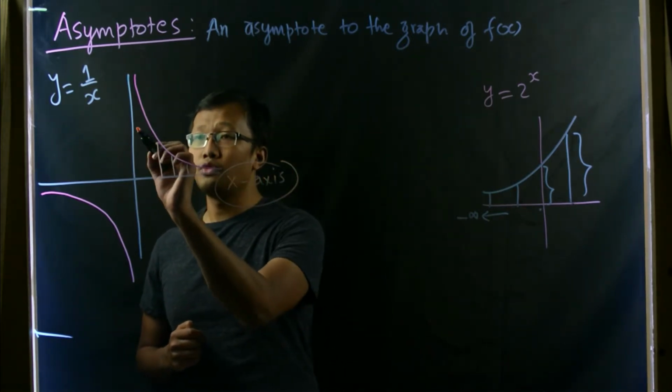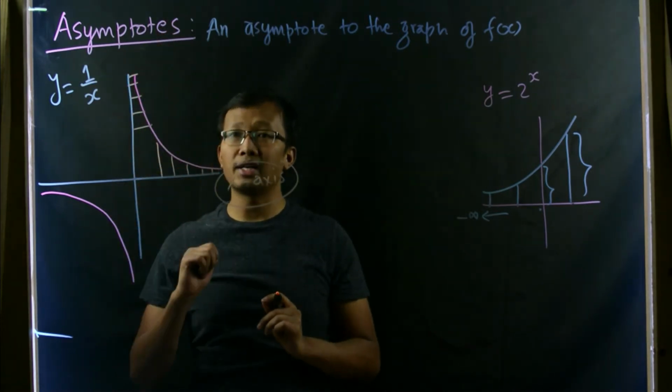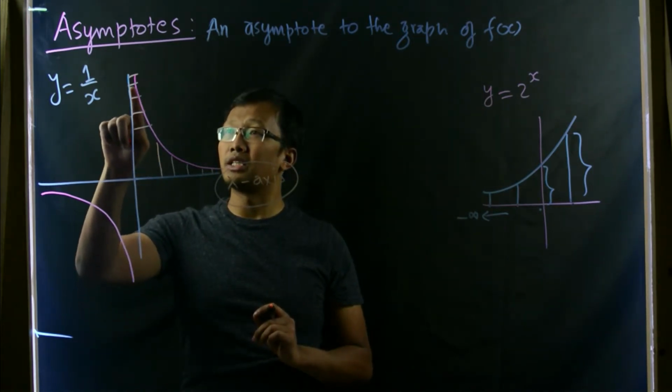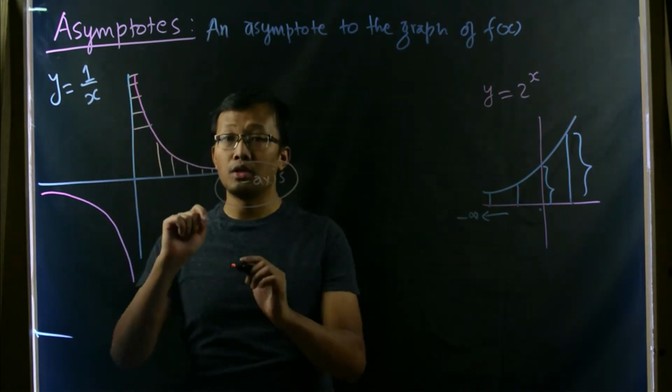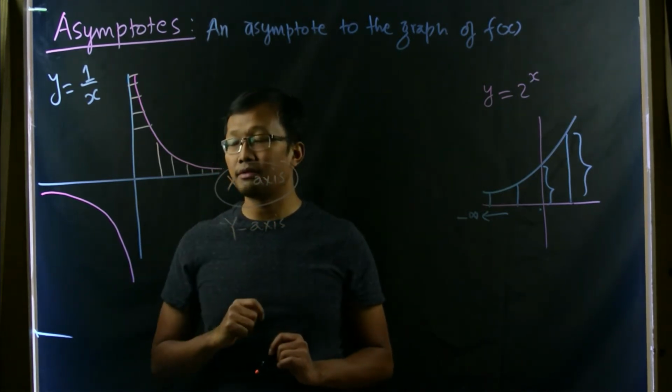Also, if you go towards positive infinity along the y-axis, you can see the distance becomes lesser and lesser. So the y-axis also is an asymptote to this graph.